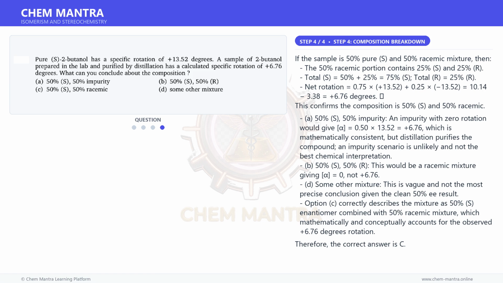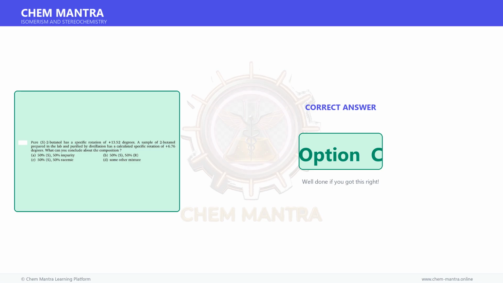Option C correctly describes the mixture as 50% S enantiomer combined with 50% racemic mixture, which mathematically and conceptually accounts for the observed plus 6.76 degrees rotation. Therefore, the correct answer is option C.